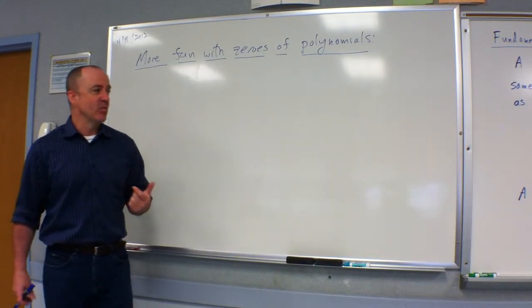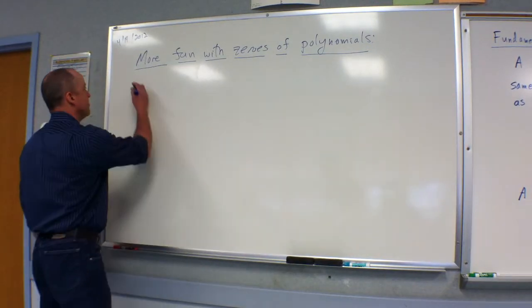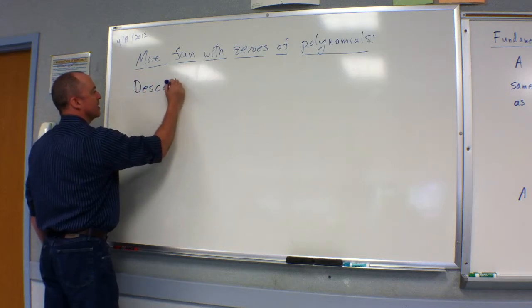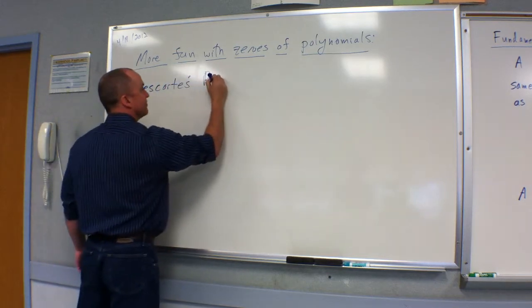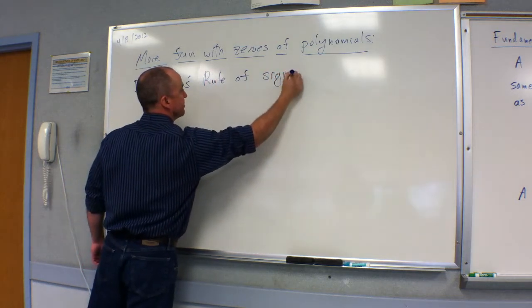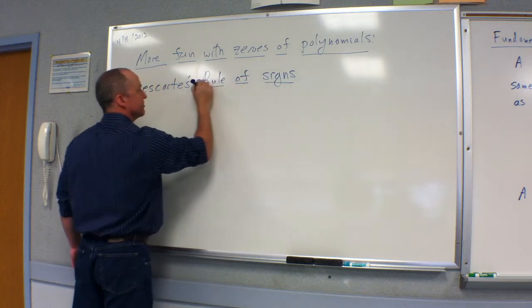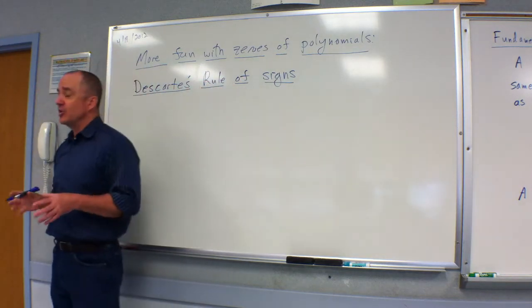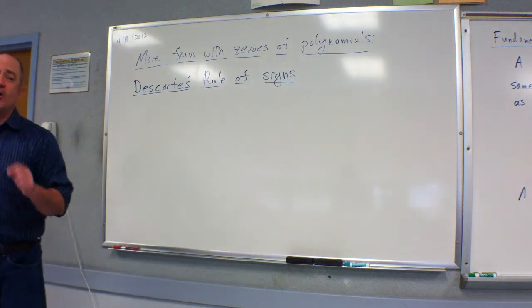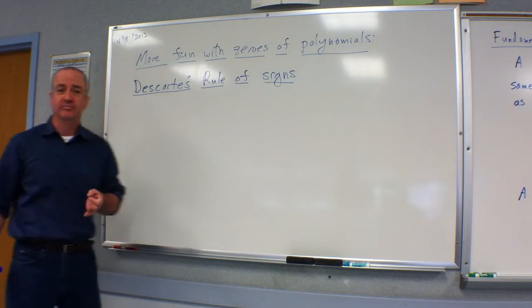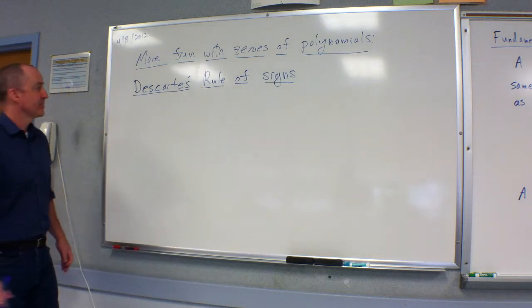Here's what makes this a little bit more helpful. And this is called Descartes' rule of signs. Descartes' rule of signs gives you another hint, not an absolute answer, but another hint as to how many real zeros, actual intercepts, you're looking for. Okay?